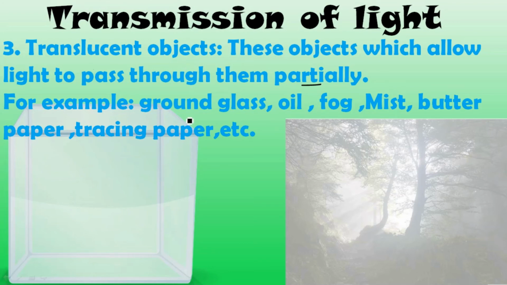For example, we are having ground glass, oil, fog, mist. These all materials are translucent objects which allow only some light radiations to pass through them.